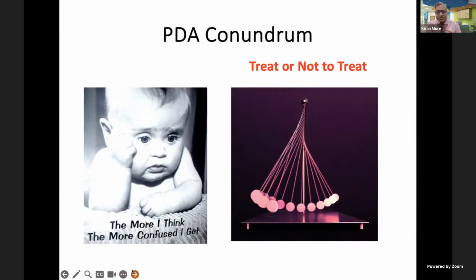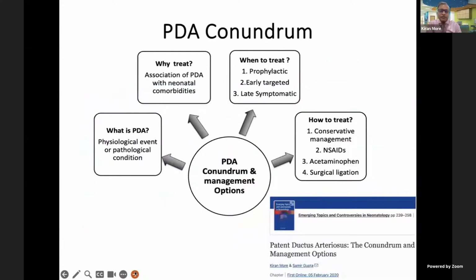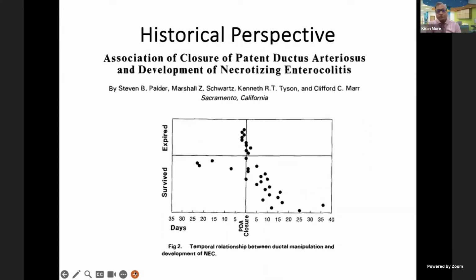But there is a lot of variation in the practices in the management of PDA, which we can discuss in today's panel. So when we talk about this PDA conundrum, these are the aspects we generally talk about. What is actually a PDA? When do you call it patent, and it's a pathological and not a physiological event, and why do we need to treat it, or when is the ideal time to treat it, and what are the options we have to treat it? All these issues we have addressed in the book chapter we wrote along with Samir Gupta, and some of this we will be covering in today's talk.